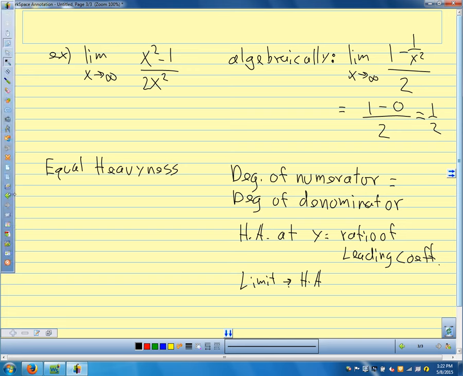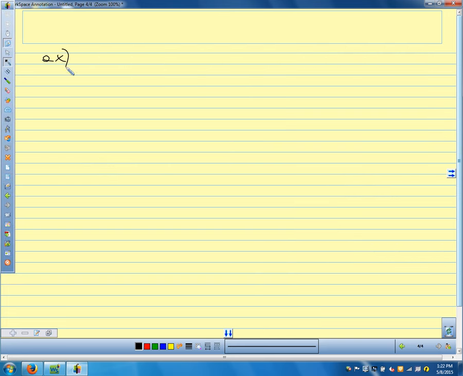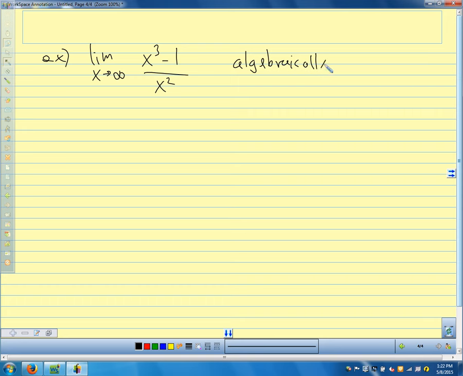All right, let's do one more. We have 3 different cases that we need to look at. The limit as x approaches infinity of x cubed minus 1 over x squared. Algebraically, divide everything by the highest power of x. So this is going to be the limit as x approaches infinity. We're going to divide everything by x cubed. So we get 1 minus 1 over x cubed over, and when we divide this by x cubed, we get 1 over x.